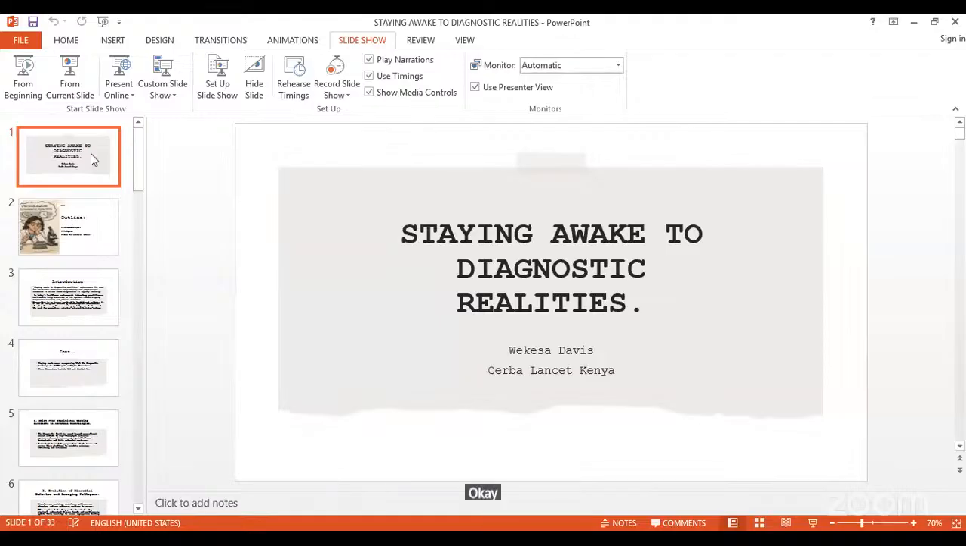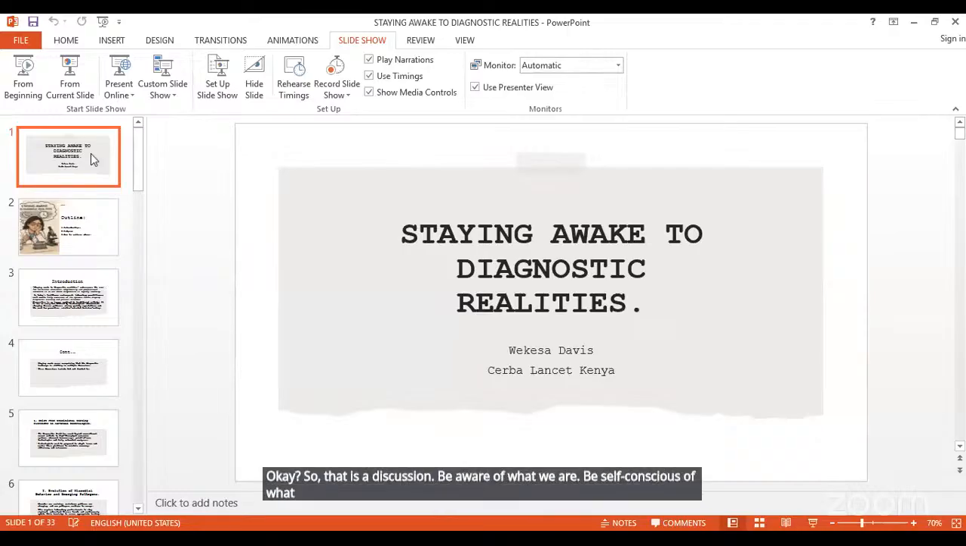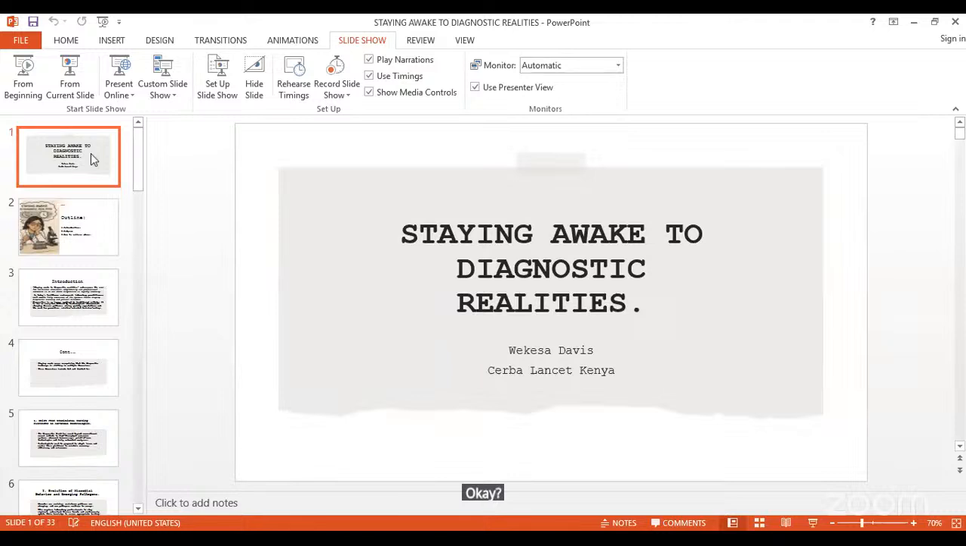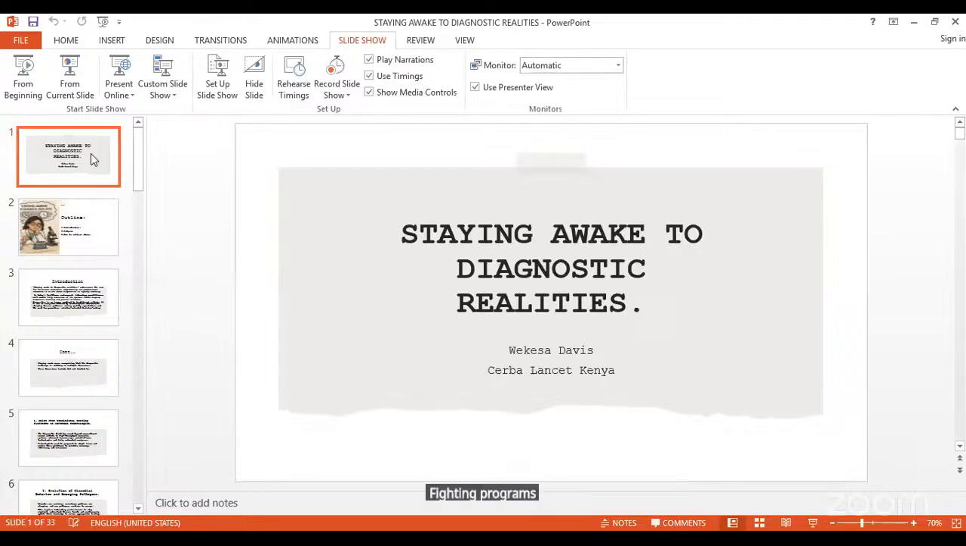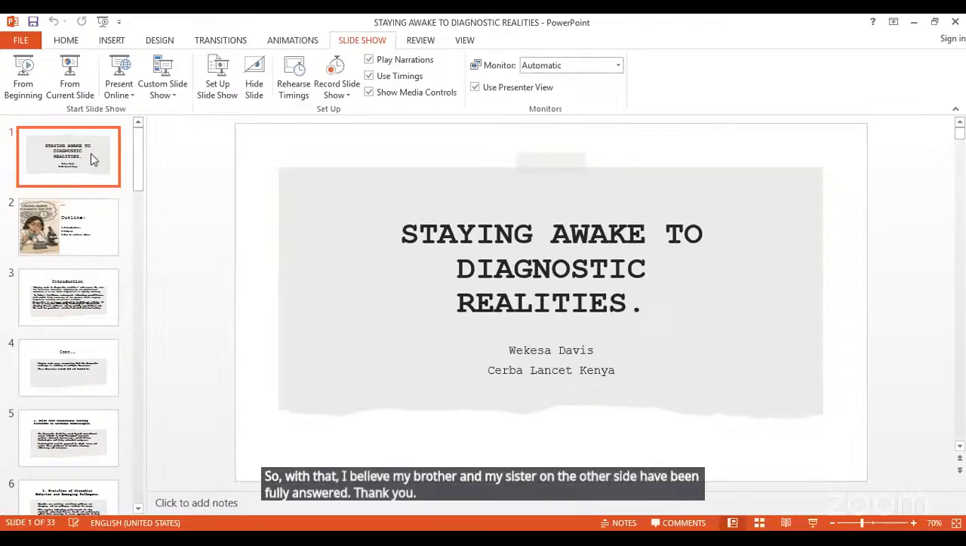Okay? So that is a discussion. Be aware, be self-conscious of what you are posting. Okay? Speak from a point of information. Do not just go out there because you want. And unfortunately, let us not create a culture of fighting our own, fighting programs that are there to actually empower you. So with that, I believe my brother and my sister on the other side have been fully answered. Thank you. Yeah, thank you so much.